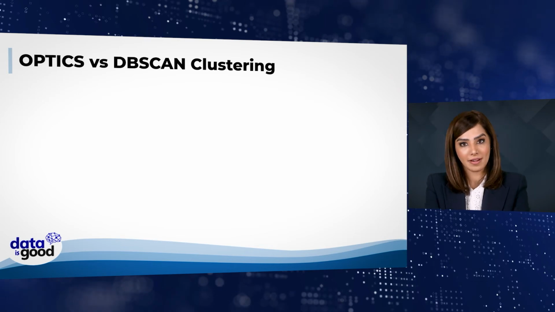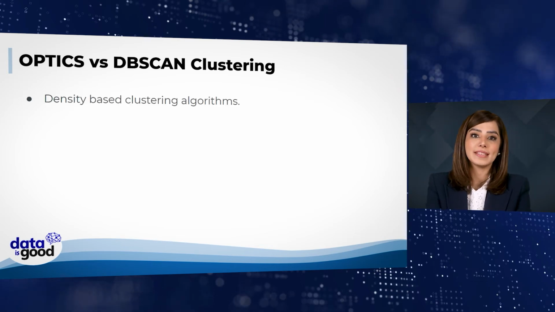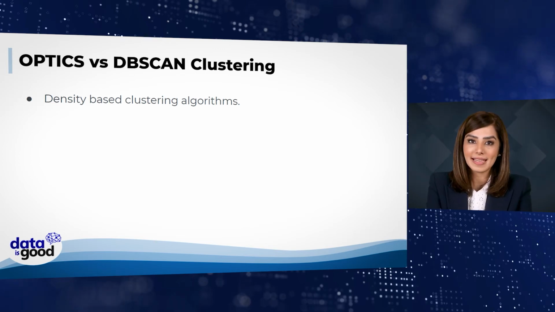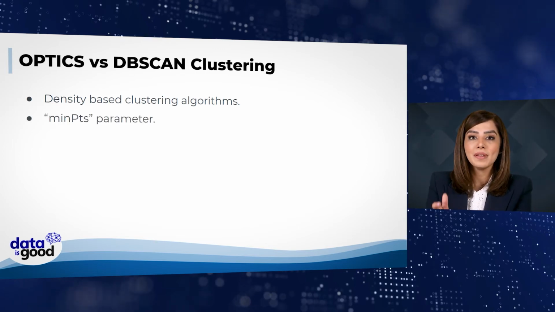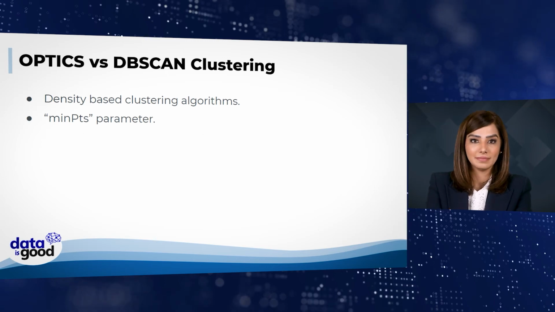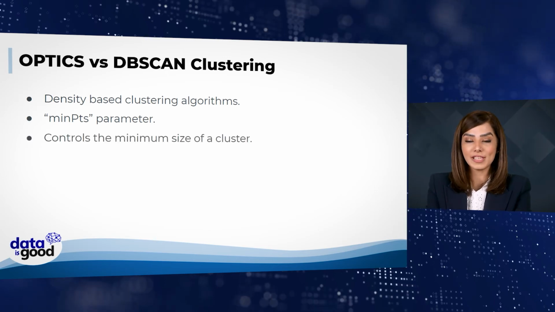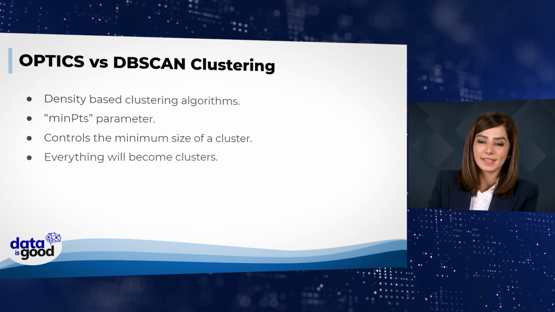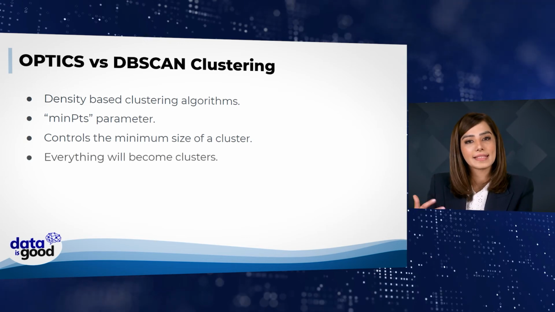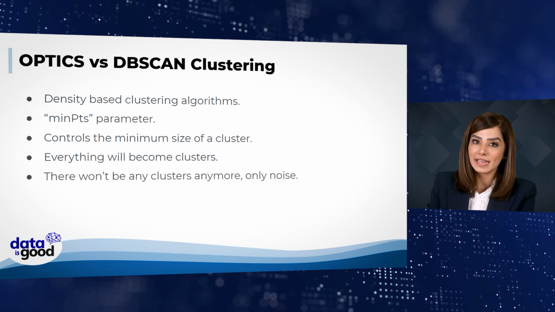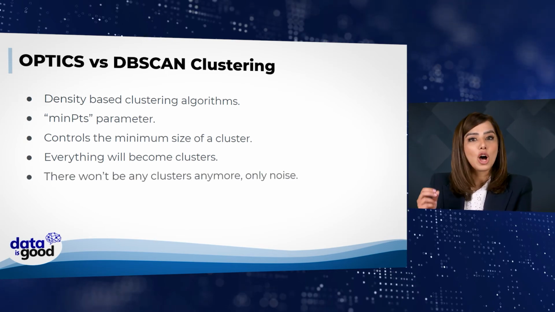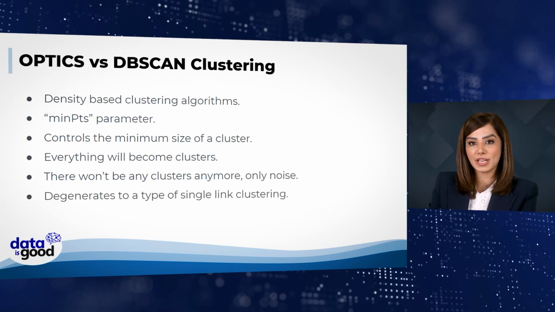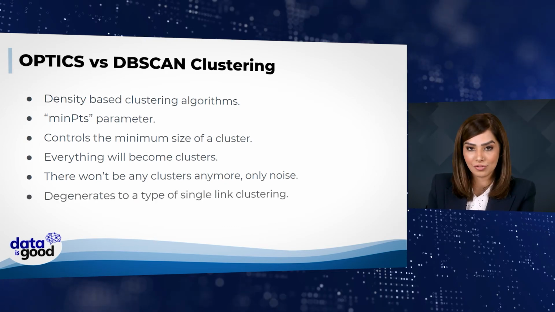DBSCAN and OPTICS are two of the most well-known density-based clustering algorithms. The key parameter to DBSCAN and OPTICS is the min points parameter. It roughly controls the minimum size of a cluster. If you set it too low, everything will become clusters. If you set it too high, at some point there won't be any clusters anymore, only noise. OPTICS with min points equal to 2 degenerates to a type of single link clustering.